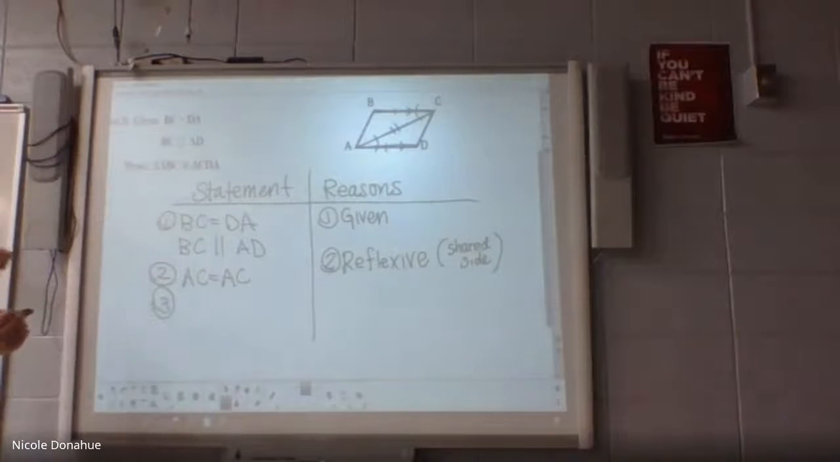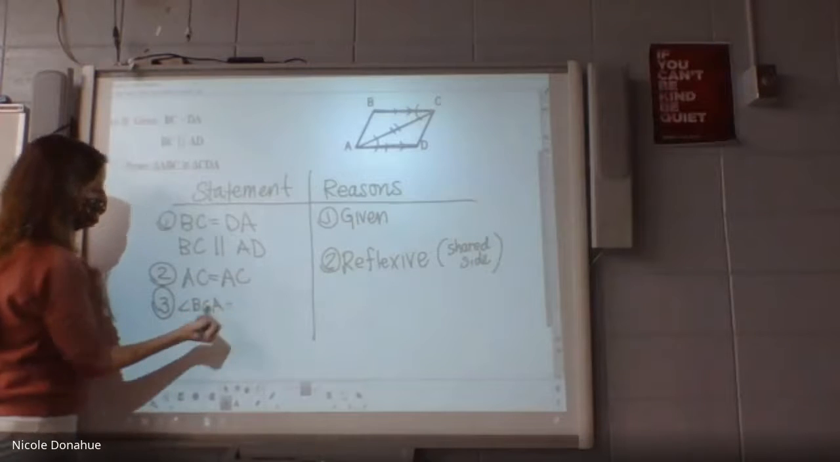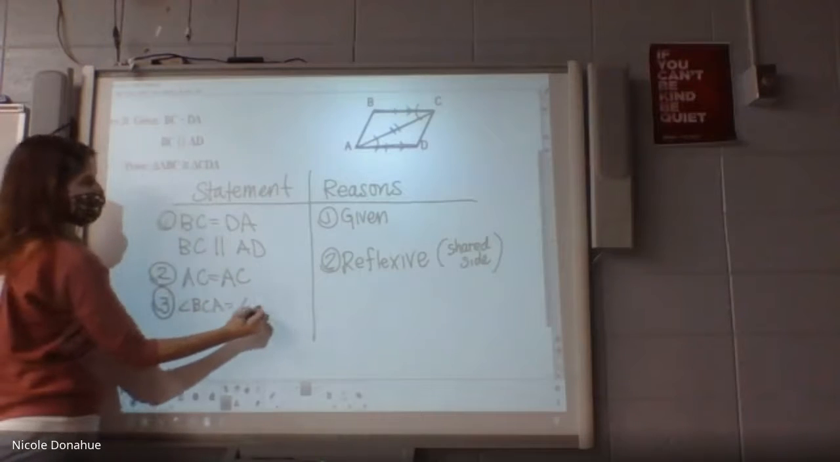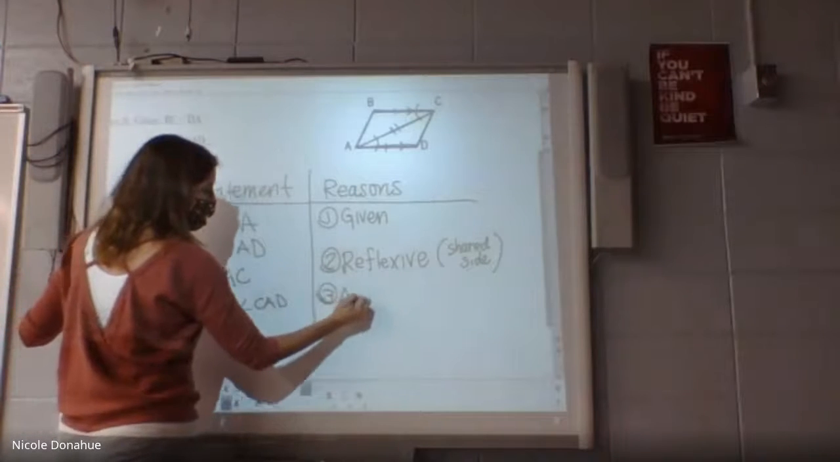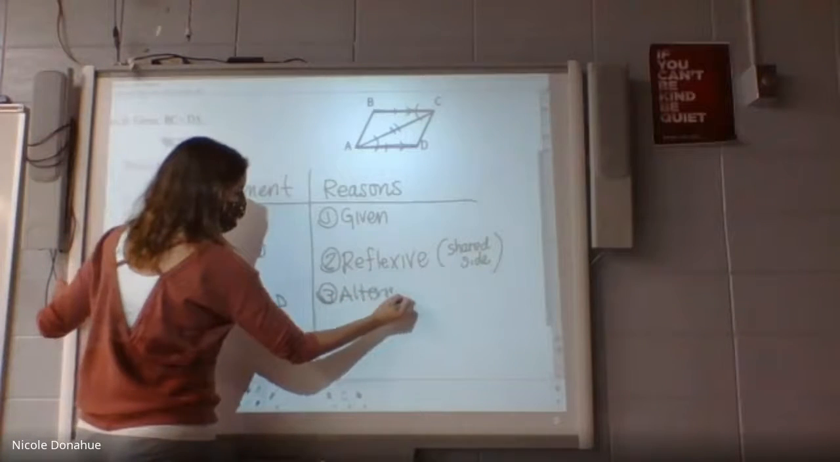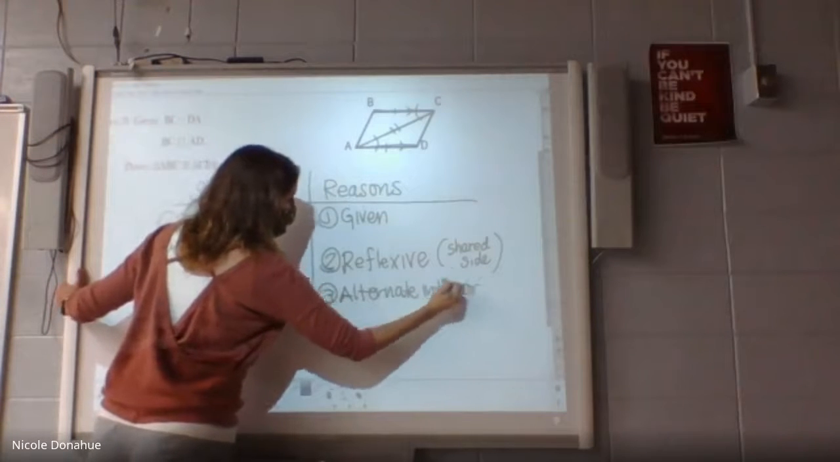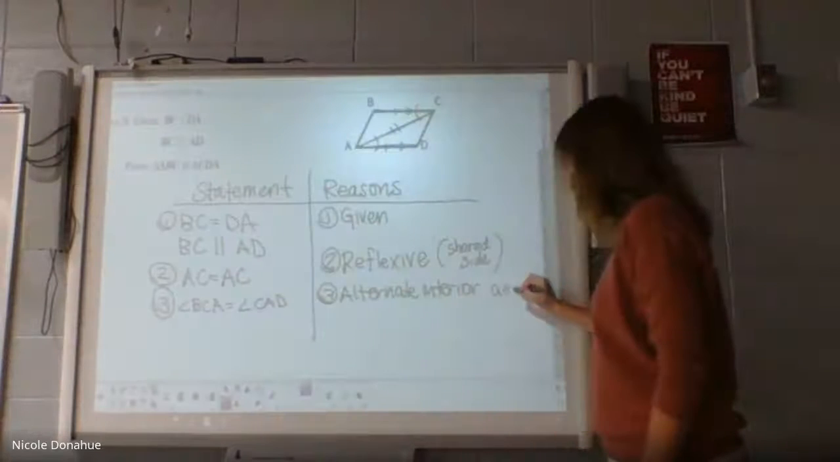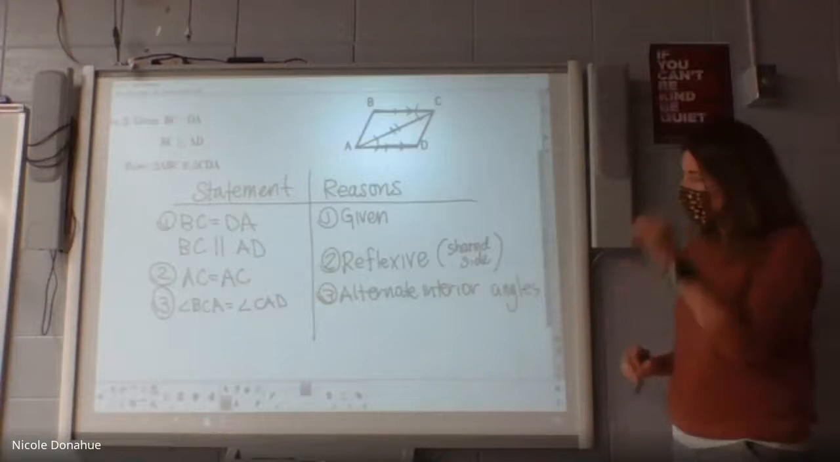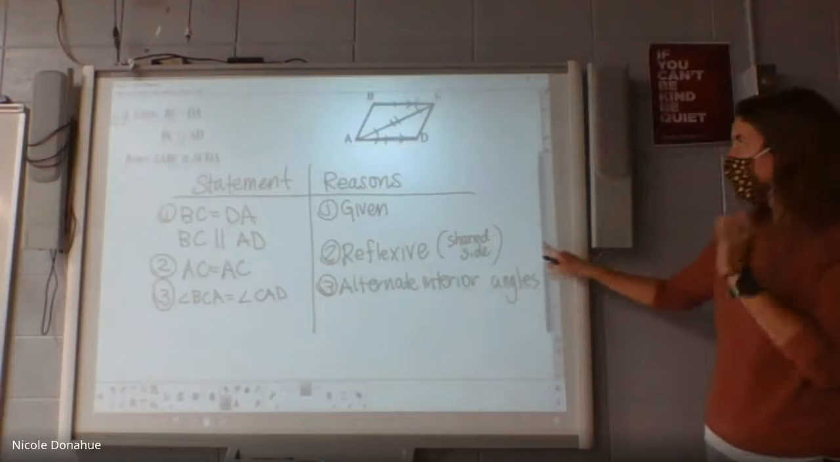So we have to figure out what those angles are. So that's BCA and then CAD. Okay, so we have alternate interior angles.